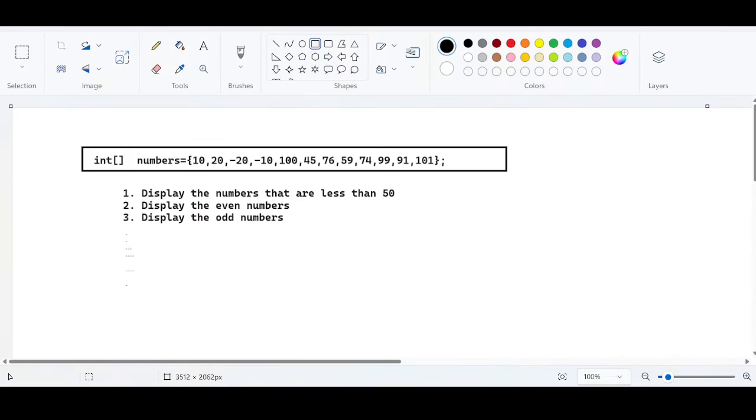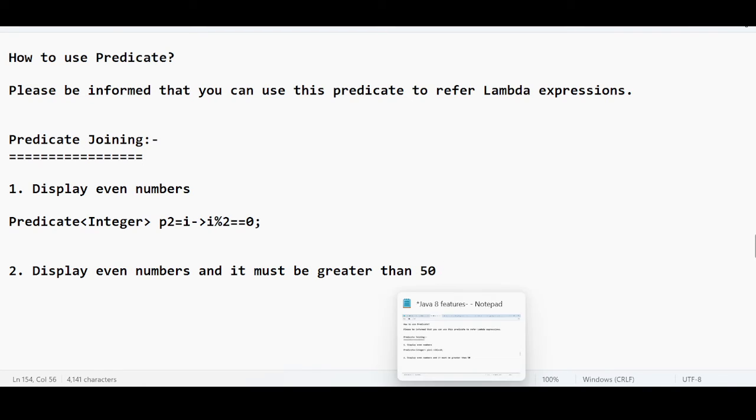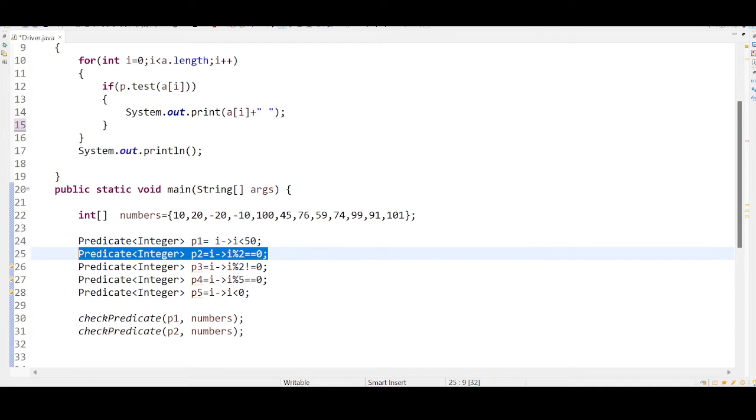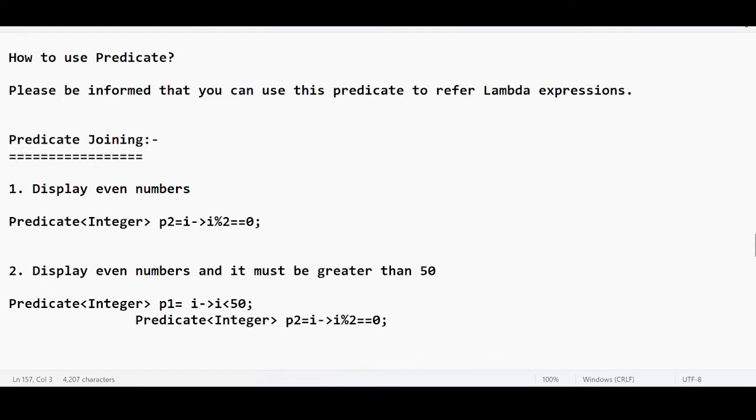Sometimes my requirement could be that I want to display even numbers, and the even number should also be greater than 50. Display even numbers, and they must be greater than 50. Two conditions at the same time. So how can I fulfill these two conditions? Usually I need to write two logics, two lambda expressions.